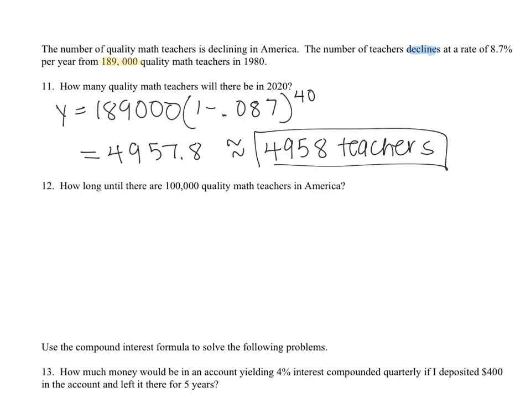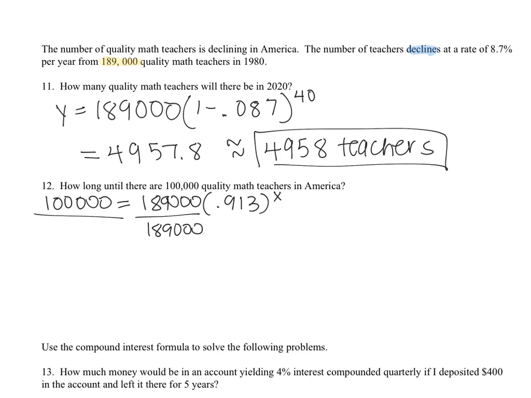In number 12, we want to solve for how long until there are 100,000 quality math teachers in America. So this time we're going to solve for our exponent. So we know our final amount, 100,000, equals our initial amount, 189,000. We go ahead and do the simplification of 1 minus 0.087, which gives us 0.913, and then our exponent x. The first step is going to be to get our exponent by itself. So we're going to divide both sides by 189,000.